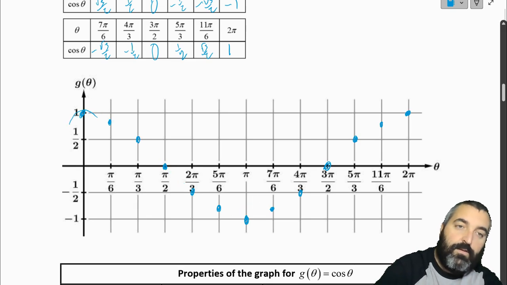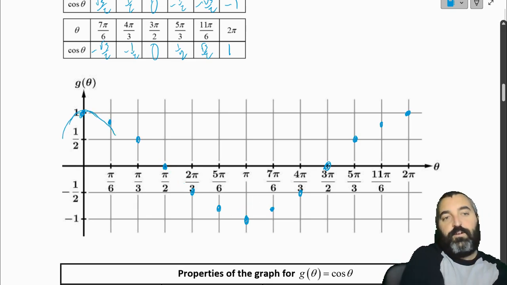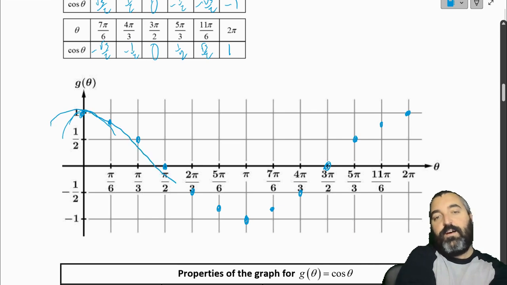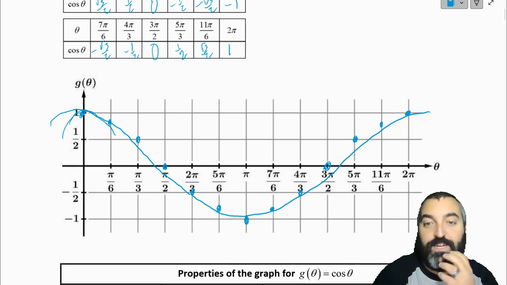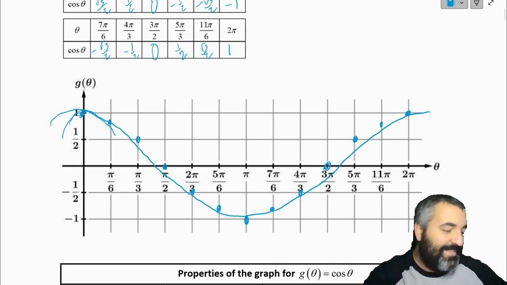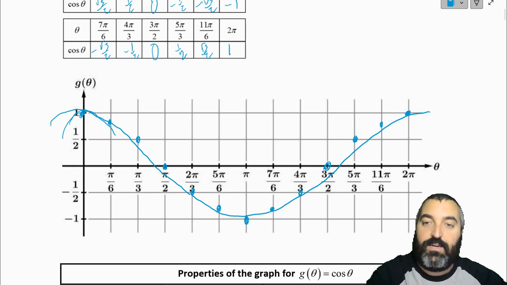Oh no. It's very hard when you're right-handed and your hand covers what you want to draw. It's easier to draw this left-handed, if I were to be honest. So yeah, you have the cosine graph here. Pretend I actually connected this very well.